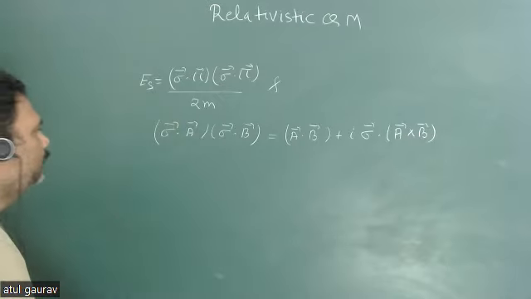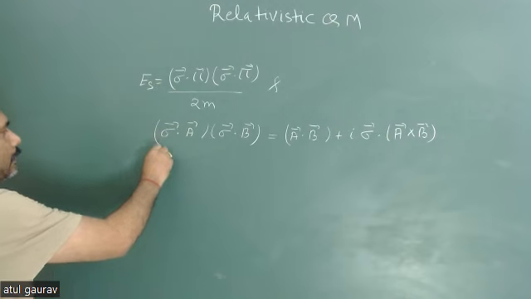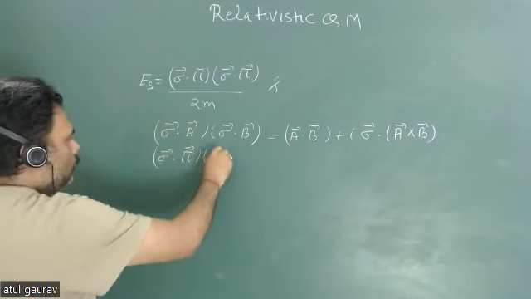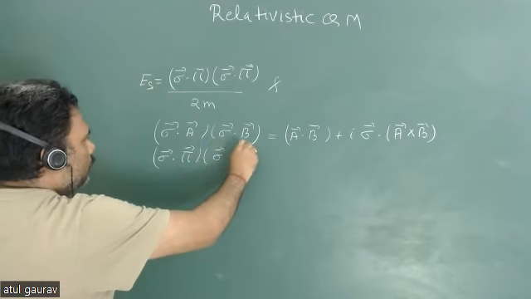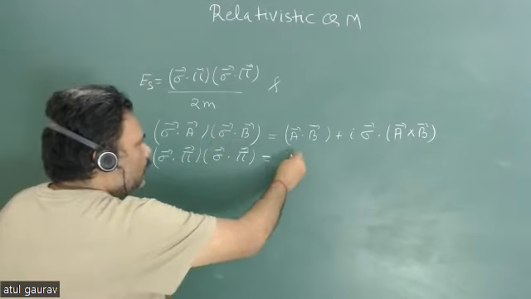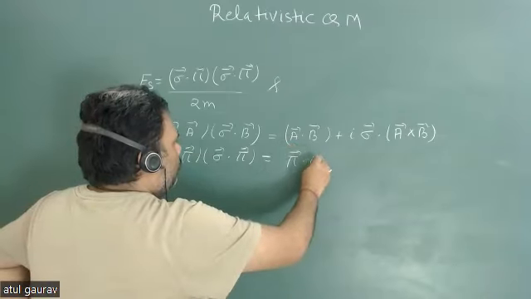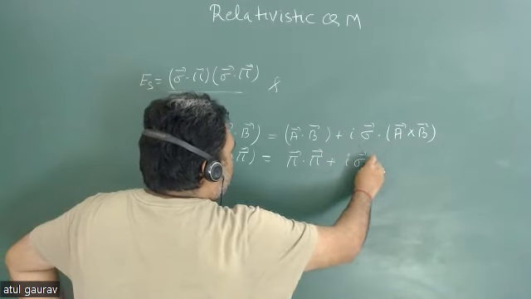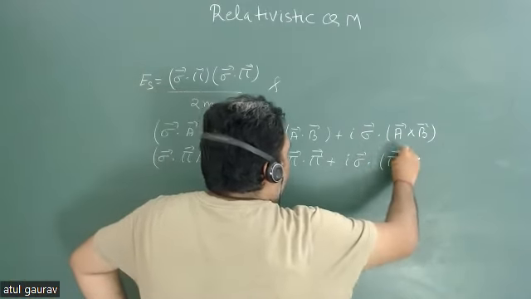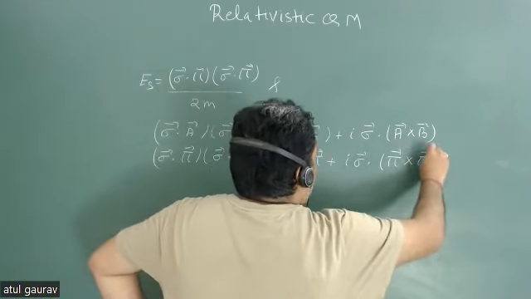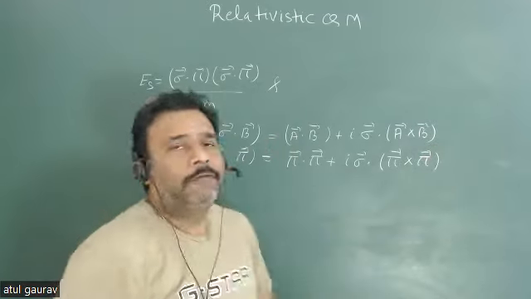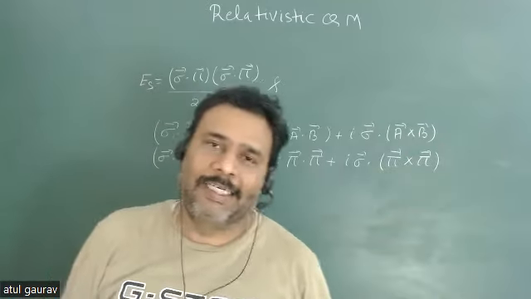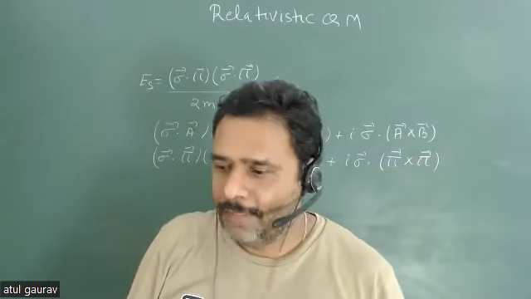Now, I can write the whole thing as sigma dot pi into sigma dot pi must be equal to, this is nothing but pi dot pi, a and b are same here, plus i times sigma dot pi cross pi. This came in your exam once: what will be pi cross pi, and the first option was zero. This is not classical mechanics, isn't it?